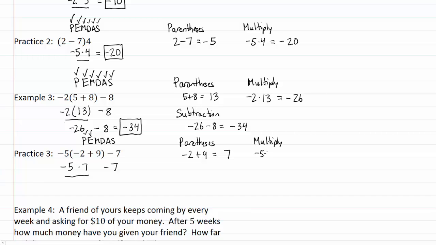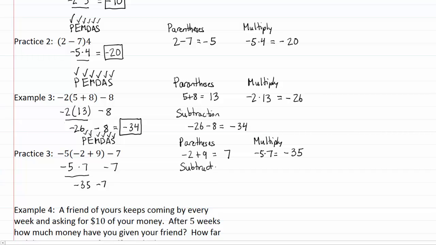-5 times 7. I've got a negative times a positive, so that's going to give me a negative. 5 times 7 is 35. So now I've got -35, subtract 7. I've got multiplication out of the way, division. Now I look for addition. There's none of that. Subtraction, I've got one subtraction problem to do to finish this off.